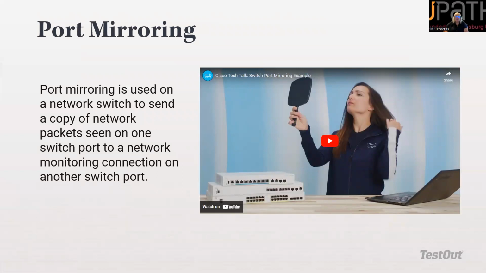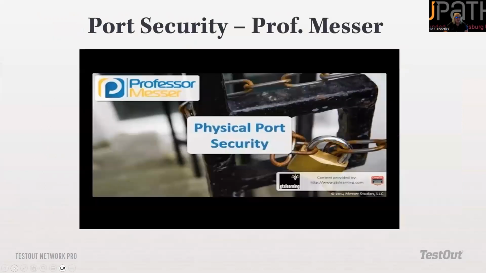And these are short videos that I have here from Cisco, but port mirroring is used on our network to send a copy, just like when you see yourself in the mirror, that's you, right? A copy of the network packets that we see on one port to a network monitoring connection on another switch port. So we're mirroring that information so that we can monitor that connection.